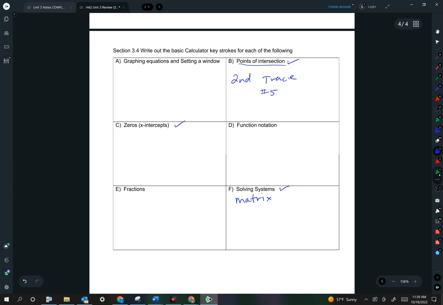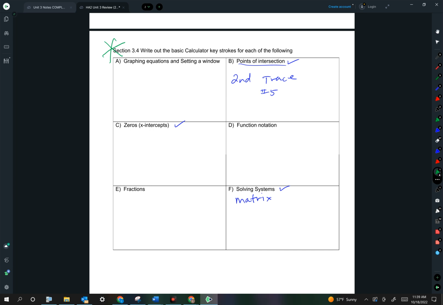I think this will probably be the one thing that people take for granted on the test, because you watch me do it, you know how to do it on the calculator, but then if you don't ever do it by yourself and check and make sure you get the right answer, you might forget some of the keystrokes.